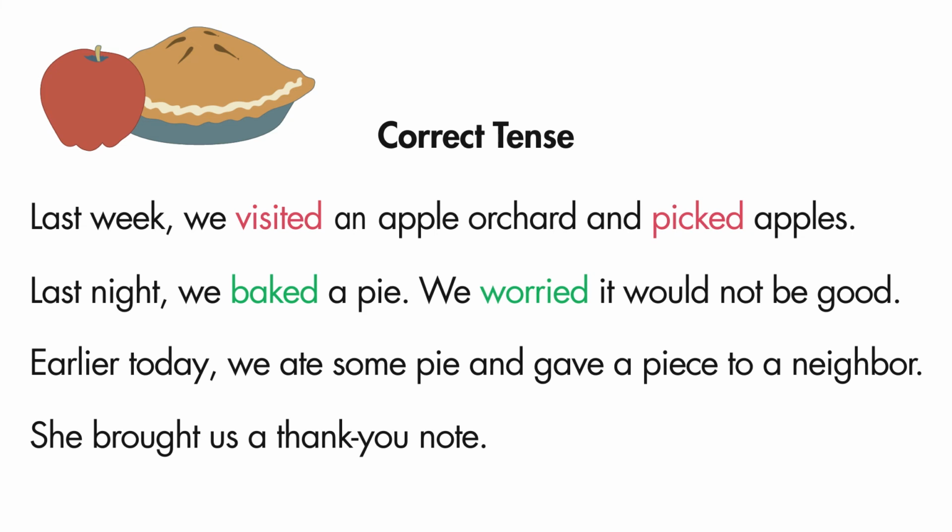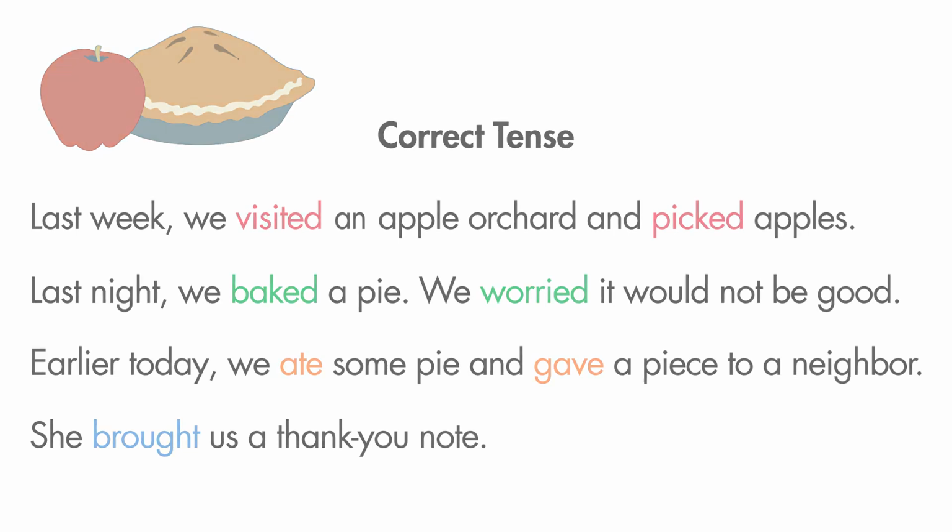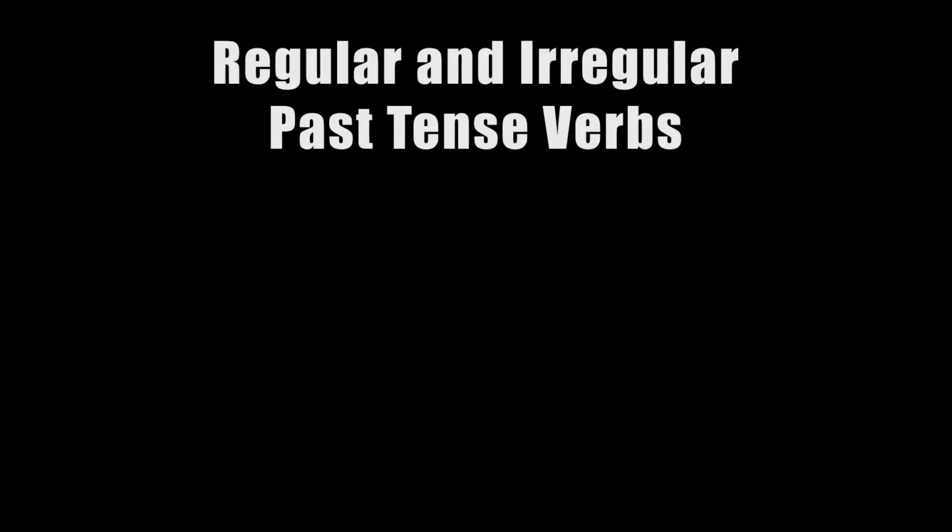Earlier today, we ate some pie and gave a piece to a neighbor. She brought us a thank you note. And that's how you form regular and irregular past tense verbs.